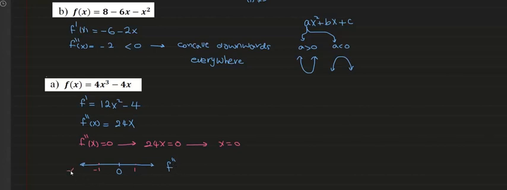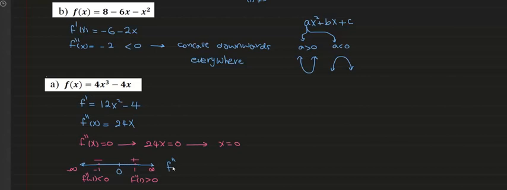So from negative infinity to 0, we can test the negative 1, picking the negative 1 and evaluating the second derivative at negative 1. Here we have 24 times negative 1, which will be negative. And again, testing the interval from 0 to infinity in the second derivative, we will pick the point 1. And 24 times 1, that's positive. So we have here a positive interval and a negative interval.